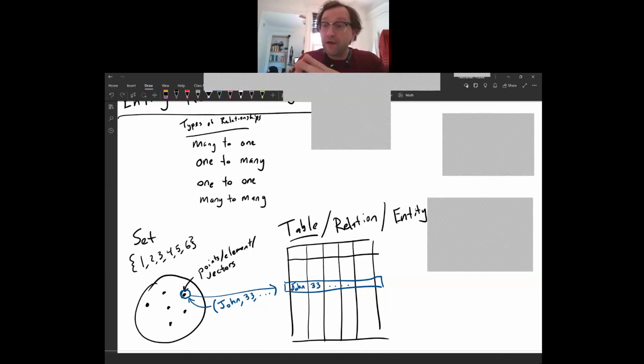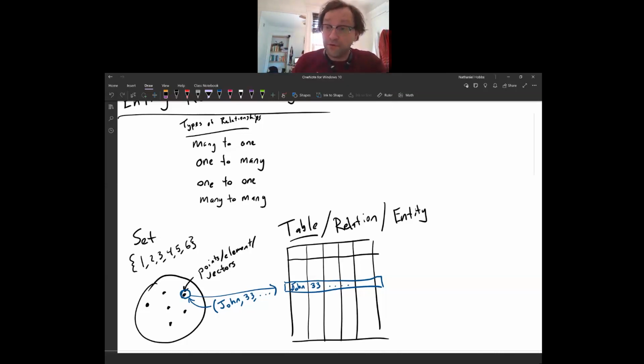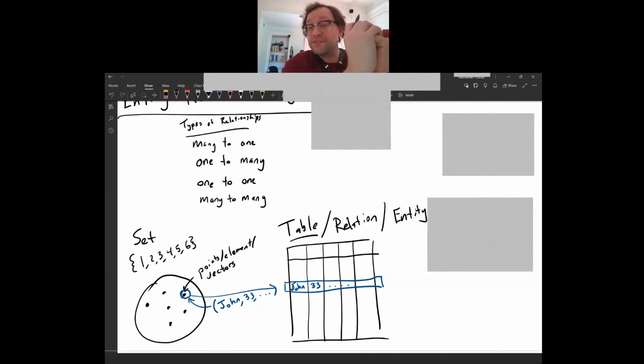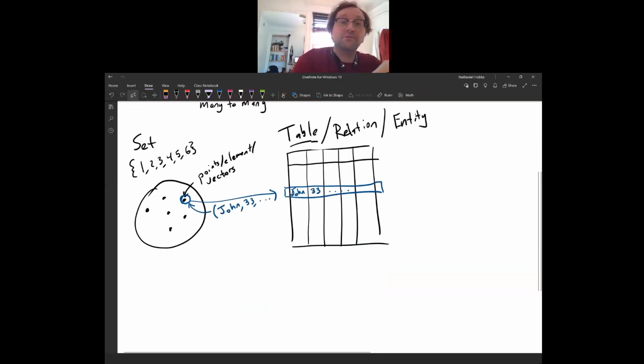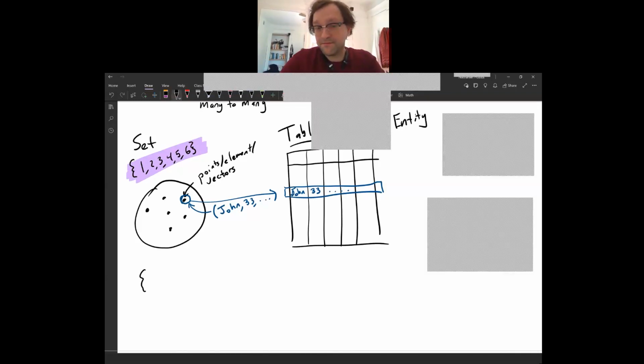But for now, there's one property of the table that is a consequence of the fact that this table is also a set. That is that sets do not have repeats. So for example, this set that I wrote here, 1, 2, 3, 4, 5, 6.